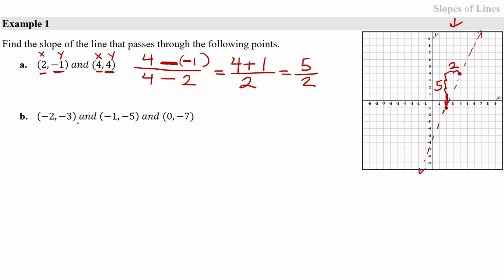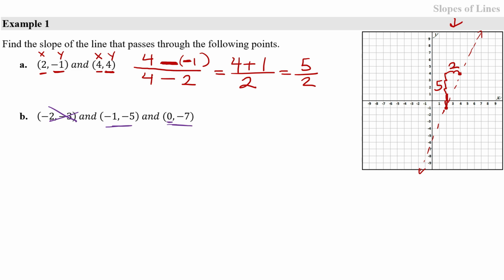For letter B, we're given 3 points. And it doesn't matter, the formula says that you just have to pick 2 points. I can give you 100 points, and you just have to pick 2 points, okay? So I'm gonna pick the one that looks easiest here. I know 0 is an easy number to work with, and it doesn't really matter which one of these you pick. So I'm gonna pick this point here, and I'm gonna pick that point there. You can cross this out, but if you try with any 2 points, you're always gonna get the same slope.